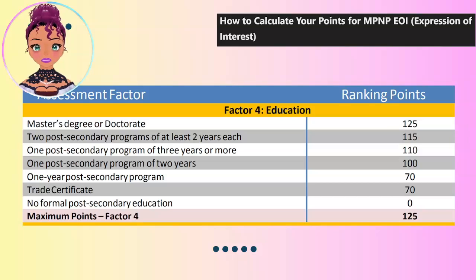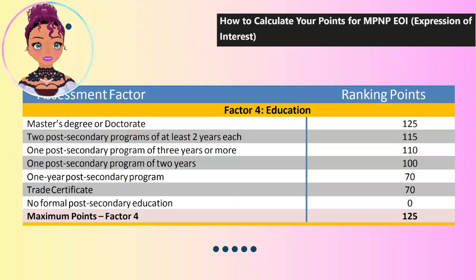However, if you plan to do Express Entry and you want to secure points for education outside of Canada, then you will only get points if you have evaluated your education. So you can see here master's degree 125, post-secondary programs of at least 2 years each. You can see the maximum points for factor 4, education, is 125 points, and that's if you have a master's or doctorate degree.